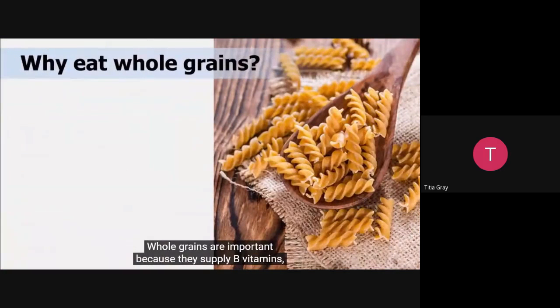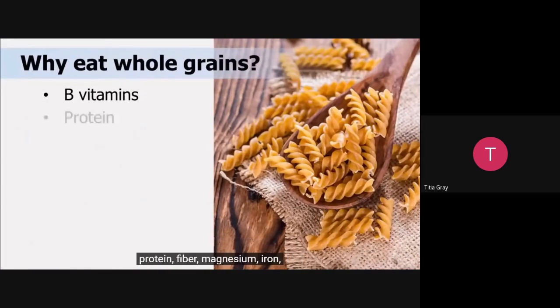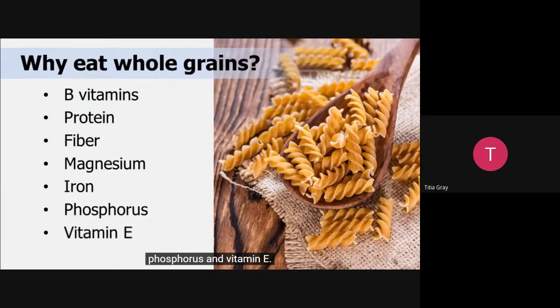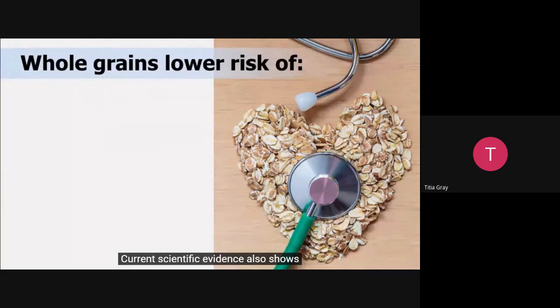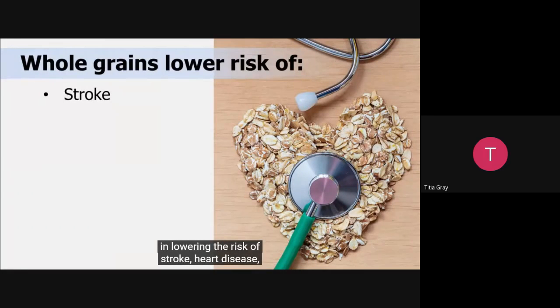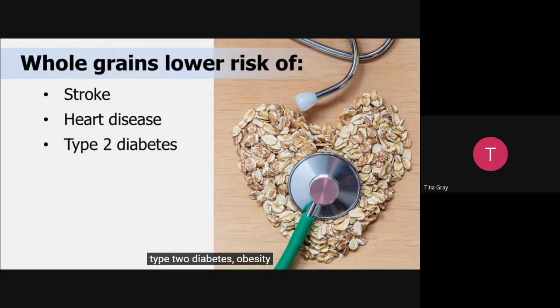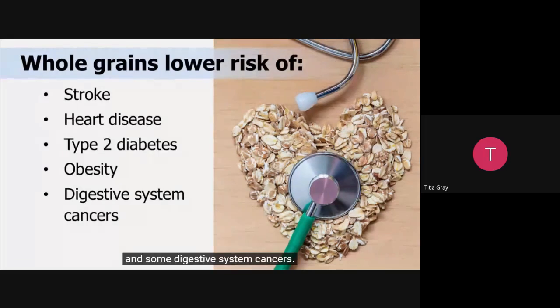Whole grains are important because they supply B vitamins, protein, fiber, magnesium, iron, phosphorus, and vitamin E. The fiber in whole grains is mostly insoluble, and it is important for maintaining regular digestive flow. Current scientific evidence also shows that whole grains play an important role in lowering the risk of stroke, heart disease, type 2 diabetes, obesity, and some digestive system cancers. They also help with weight control.